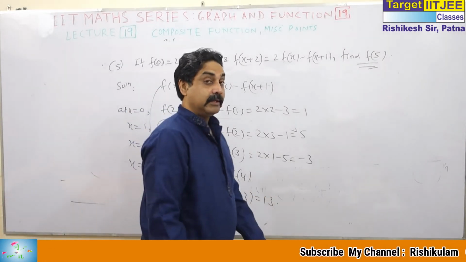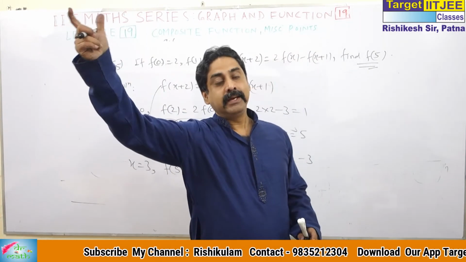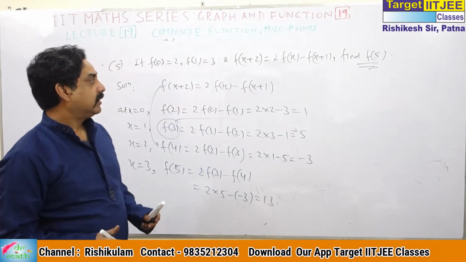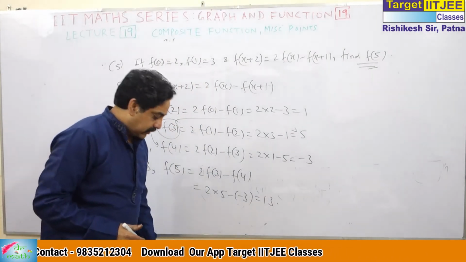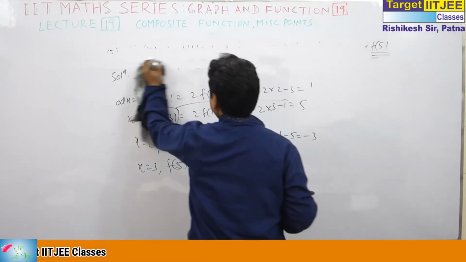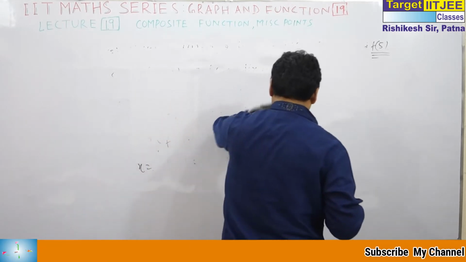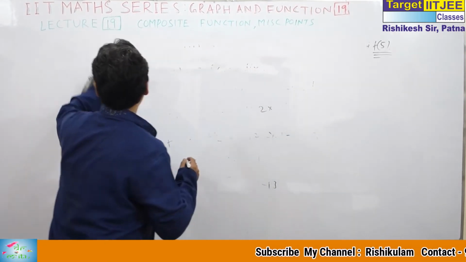Sometimes we may not get a series, but in most questions we get a pattern. If we have to find a large number, we must get a pattern. Otherwise, this is not possible. So this is a functional equation. Now let me do some more questions. I think this will be question number 6.